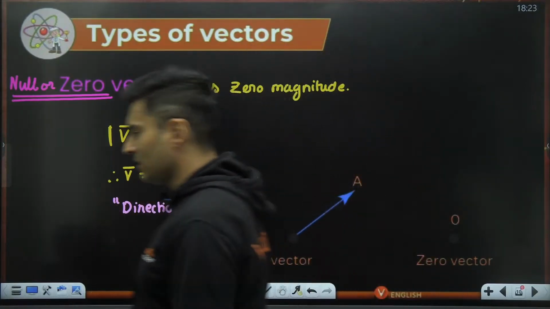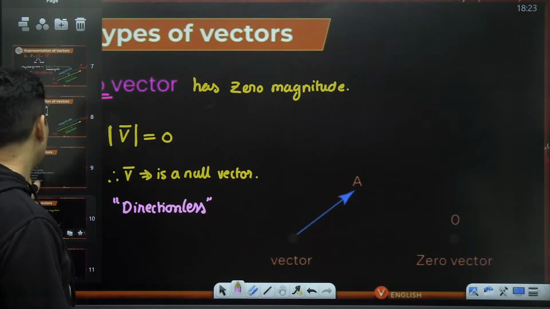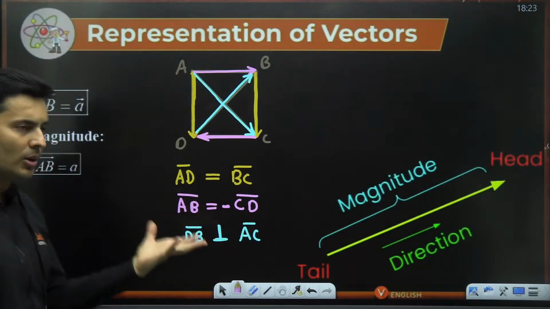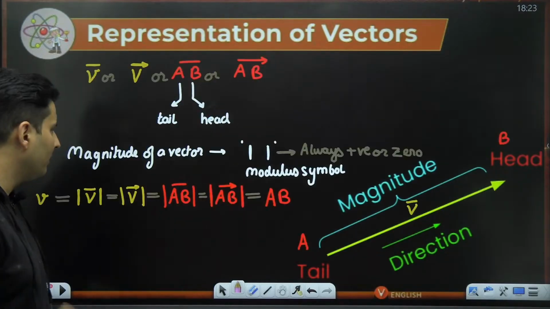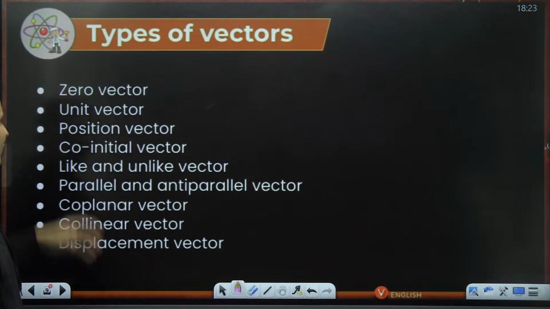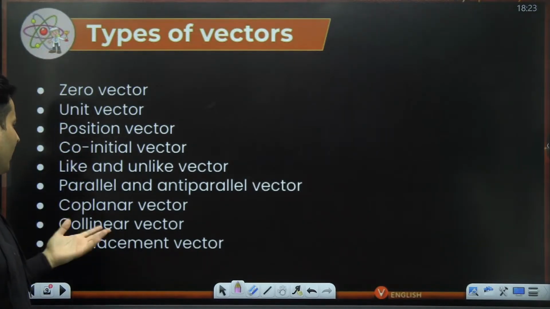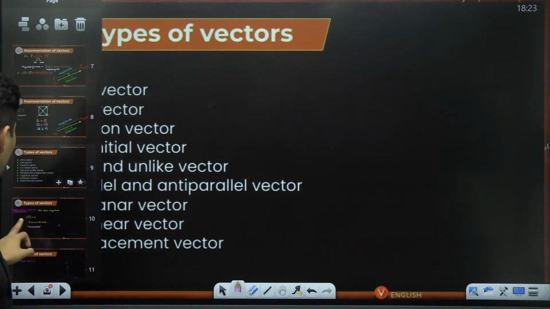So directionless, or basically no need of specifying it. There is no meaning of it. All right. Now, since we have understood how we show a vector, how we symbolically write it, how we write the magnitude of it, and we have seen a couple of types of vectors. There are many types of vectors like zero vector, unit vector, position vector, co-initial, like and unlike, parallel, anti-parallel, coplanar, collinear, displacement. So many different types of vectors. Let's go one by one.